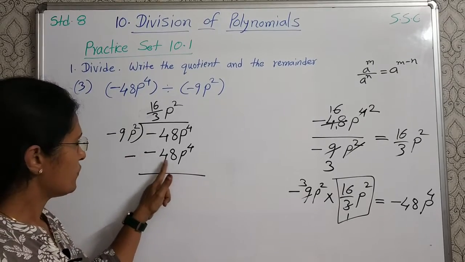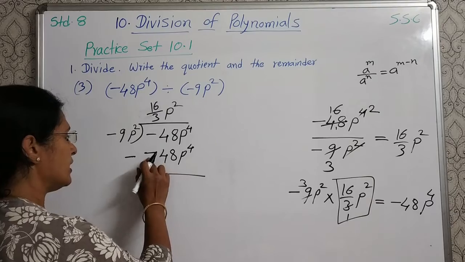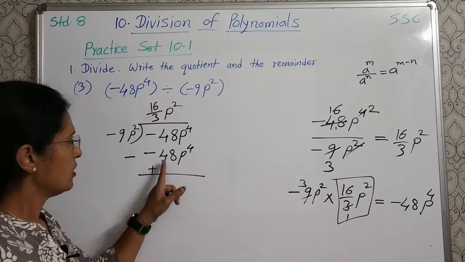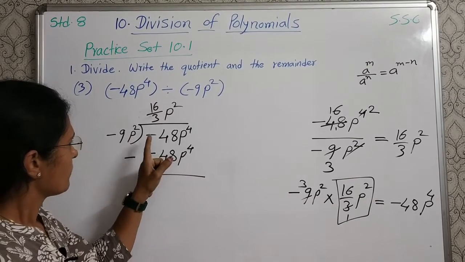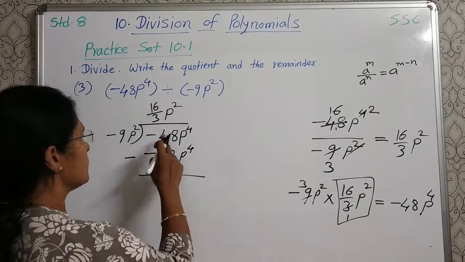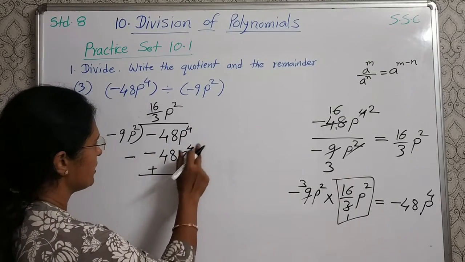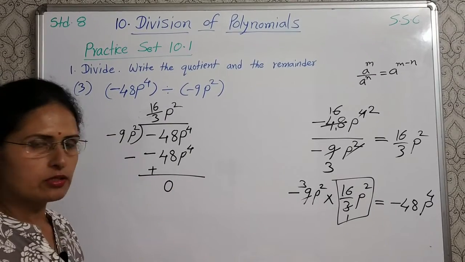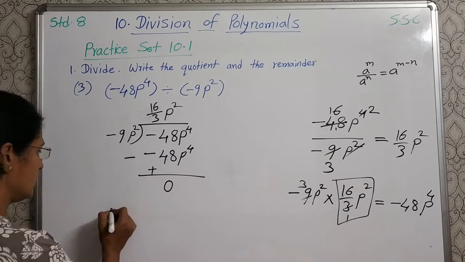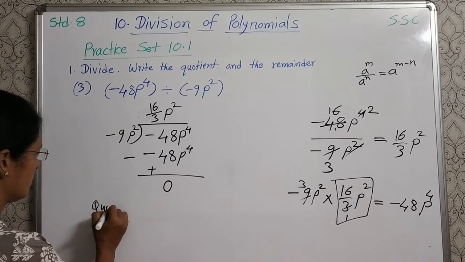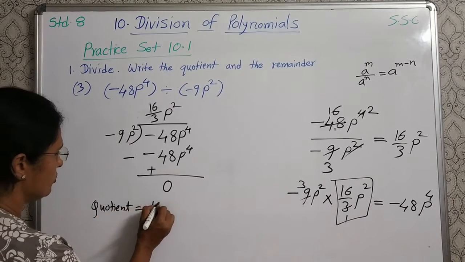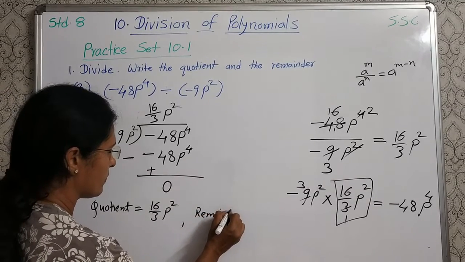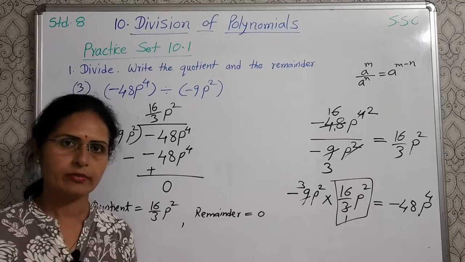Now subtracting minus 48p raised to 4, it means adding the opposite of this term. So minus opposite, it will be plus 48p raised to 4. Now add minus 48p raised to 4 plus 48p raised to 4, it will be 0. So this is the remainder. Now here we got the remainder 0. So the division ends here. So write what is the quotient? Quotient is equal to 16 by 3 p square and remainder is equal to 0.